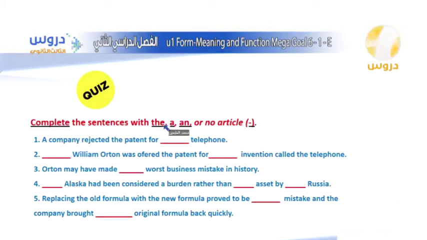Complete the sentences with the, a, an, or no article, like this dash. A company rejected the patent for the telephone. What did we say? Telephone is an invention. So we should use the article the here.